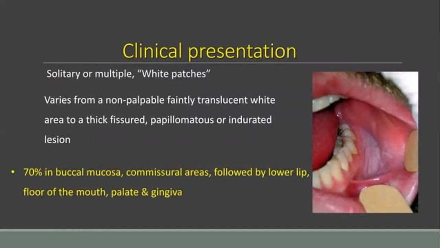Clinical presentation of leukoplakia: solitary or multiple. It is also called plaque, from the Greek for white patches. It varies from a non-palpable, faintly translucent white area to a thick, fissured, papillomatous or indurated lesion. In 70% it occurs in the buccal mucosa, commissural areas, followed by the lower lip, floor of the mouth, palate, and gingiva.